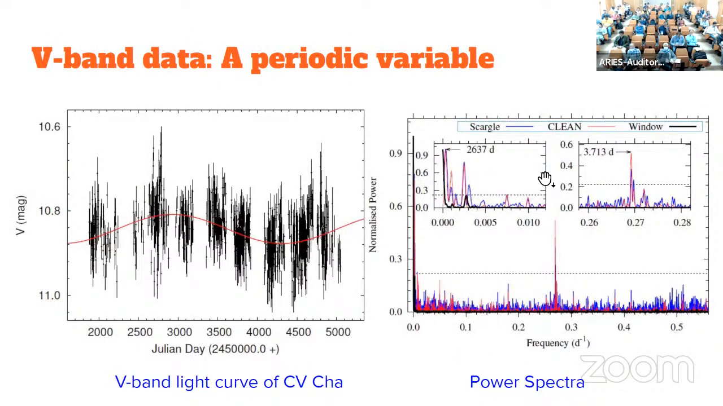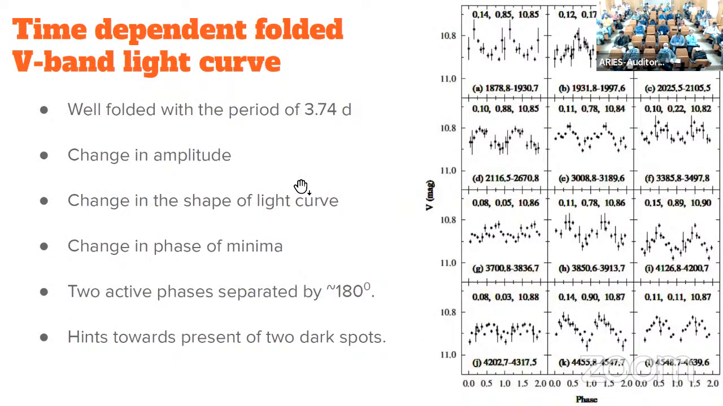To check whether this short-term variability of 3.71 days is consistent, I divided the whole lifetime into 12 different time segments and folded them with the period of 3.741 days. Then I found that all the light curves are nicely folded. This is the time span in MJD, modified Julian days. The first panel is the amplitude, the second is the phase of the minimum, and the third is the mean brightness. These parameters vary from one epoch of observation to another, so these are well folded. The 3.741 days period is persistent here.